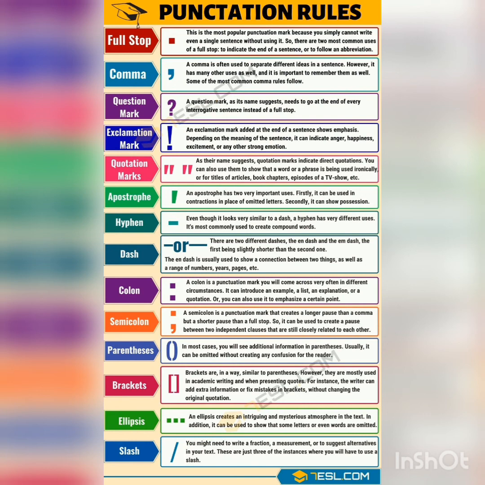For example, may you live long! Next one is capital letters. Used to begin the start of a sentence with a capital letter.